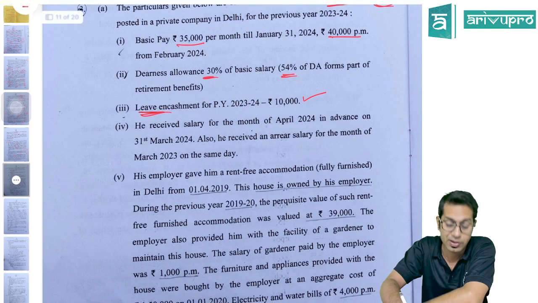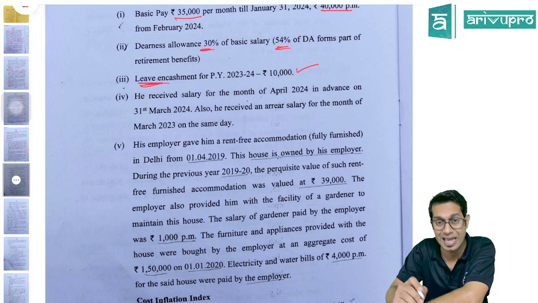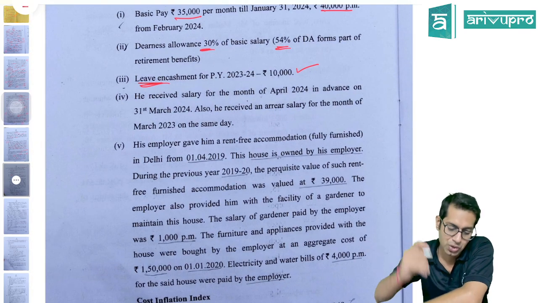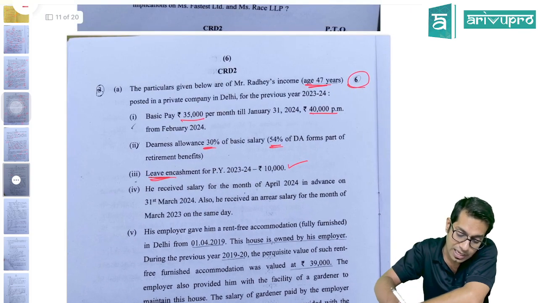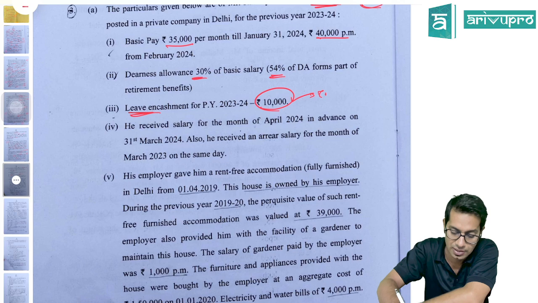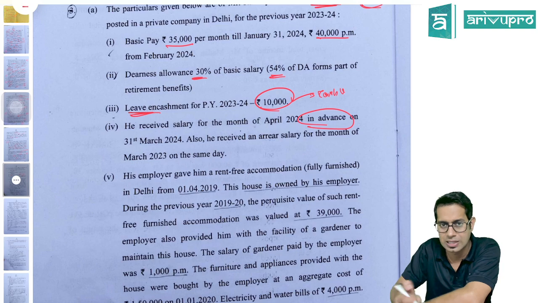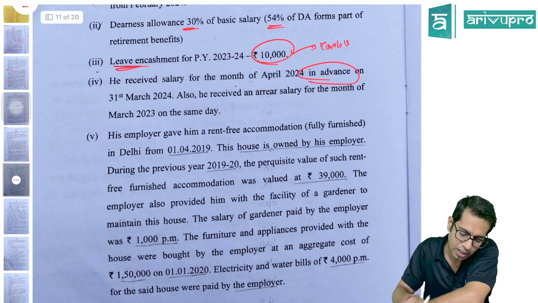Leave encashment they have given, which is exempt under section 10(10AA). How much is exempt? Some computation you have to do. Now please note, this leave encashment he has received during employment. Since it is received during employment, it is fully taxable. When it is received during employment, it is fully taxable. He has received salary in advance. Advance salary is also taxable in the year, in the month in which you are receiving it.